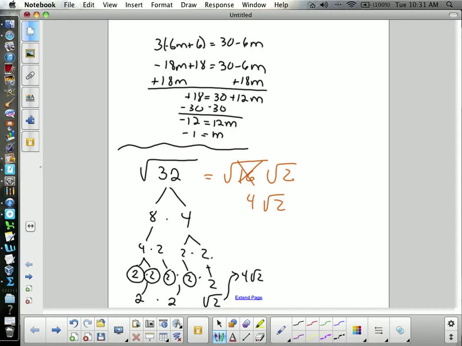In the tree, aren't you supposed to use the highest factor? That's for the second option. For the tree, you can use any factors. I could use 16 and 2. I could use 8 and 4. Whatever I want. You don't have to know how to do both of them. You only have to know how to do one. But either way is good.